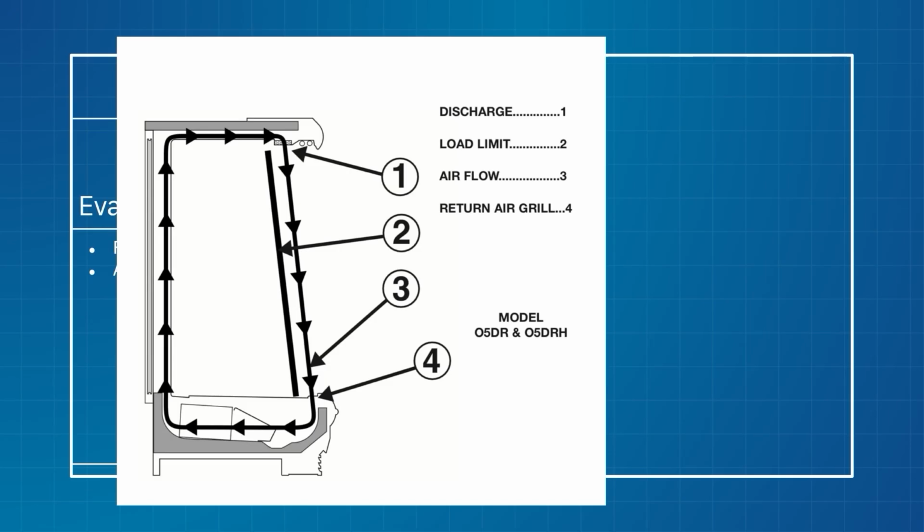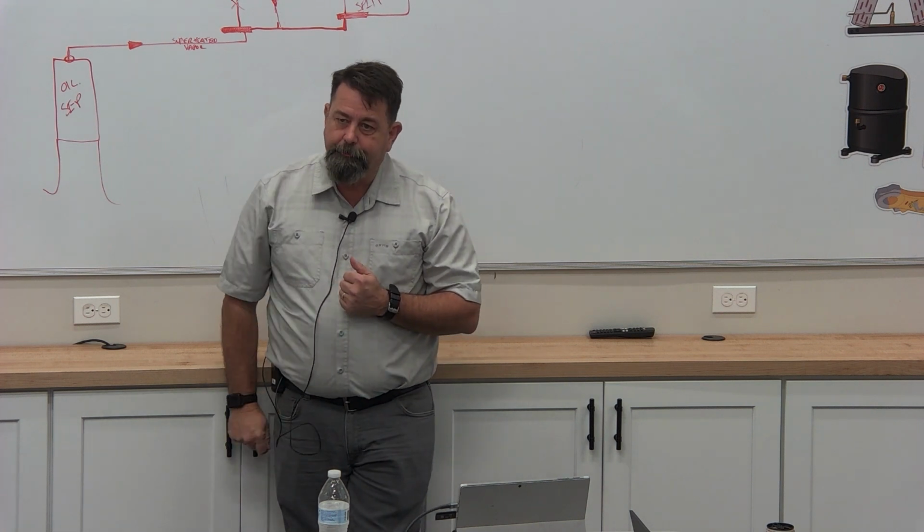All right, so when we're trying to determine what the load limit is on a case, we're looking for the inside of this air curtain. So this is my return down here, this is my supply up here. My load limit cannot infringe on that line. Cannot break that line, all right?